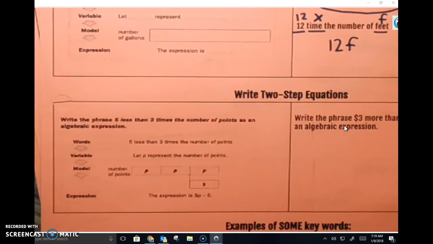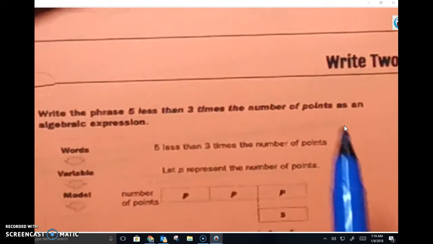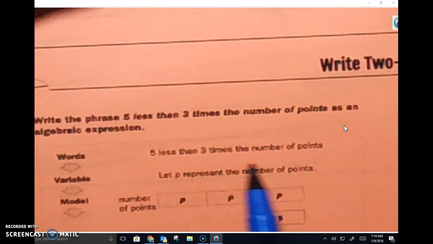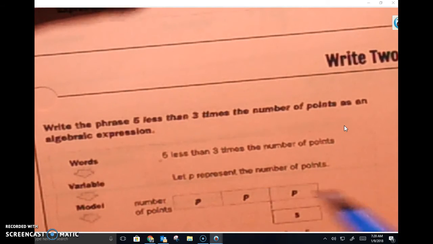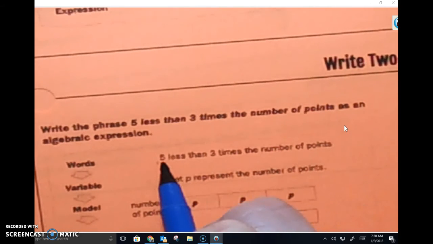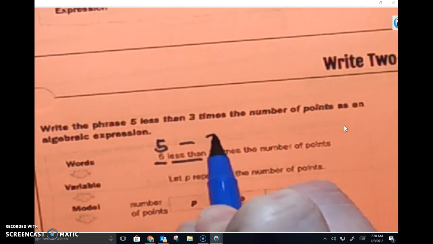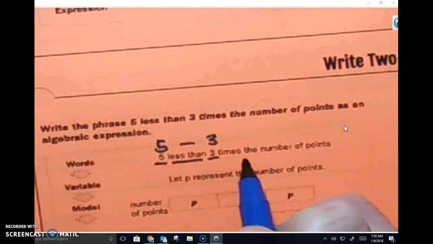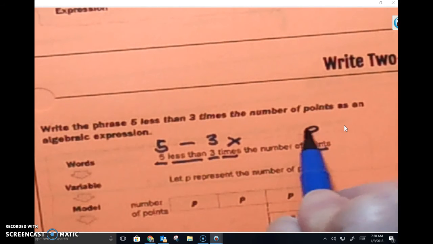Okay, next, we zoom in a little farther. We're going to be writing 2-step equations. So let's look at the words here. 5 less than 3 times the number of points. So since it's 2 steps, we're generally going to have 2 parts of the equation. So we have 5 less than is subtract, 3 is 3, and then we have another operation. Times is multiplication, and then we're going to get a variable of P for points. You only have 1 variable in these so far. Don't worry, they'll get harder as you get older.